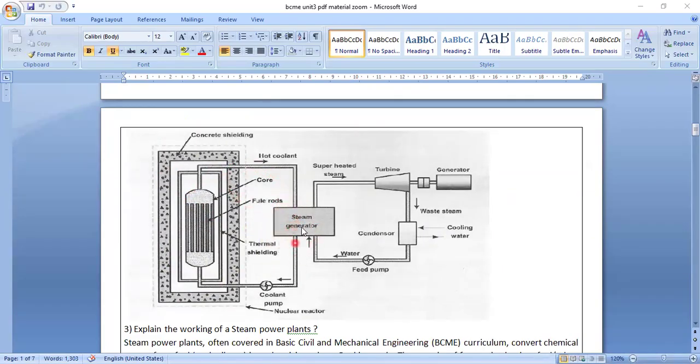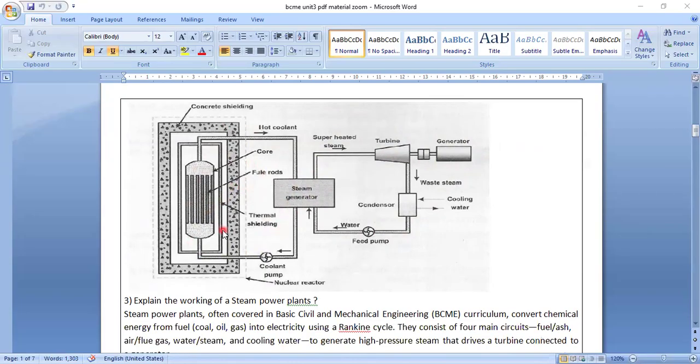Water is boiled and steam is made. That steam is used for the rotation of the turbines. The turbine drives the generator, which produces electricity, and it is sent out. Then the condenser does the cooling, and the heat pump does the same work. So this is a steam power plant in which you use a nuclear reactor. This is the total section of the nuclear power plant.